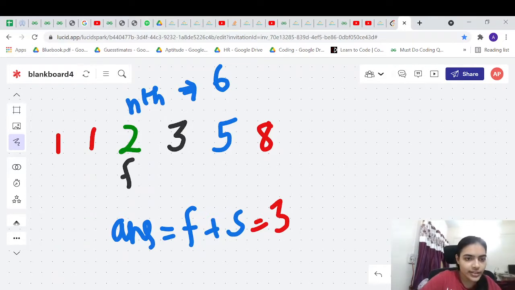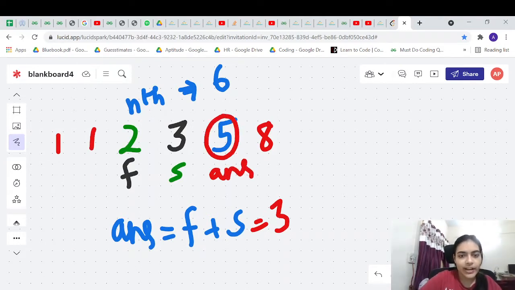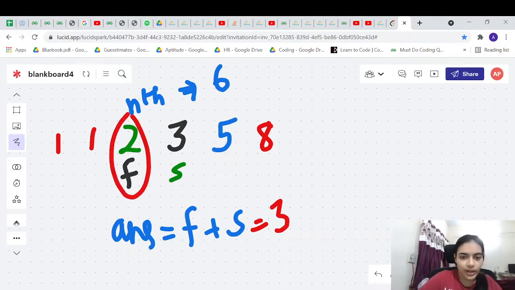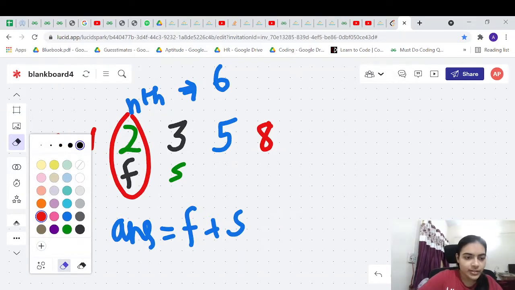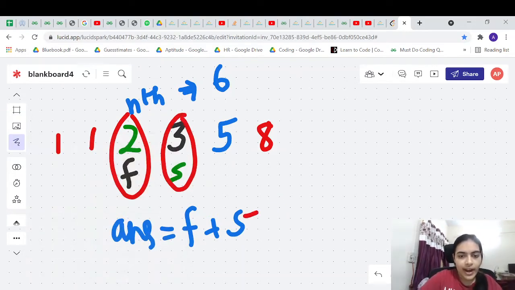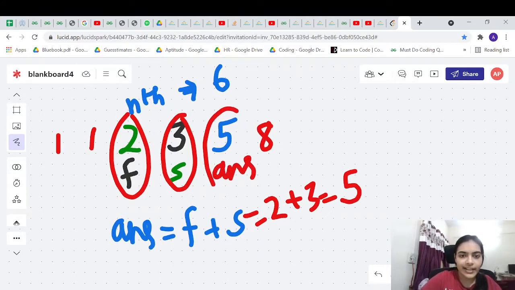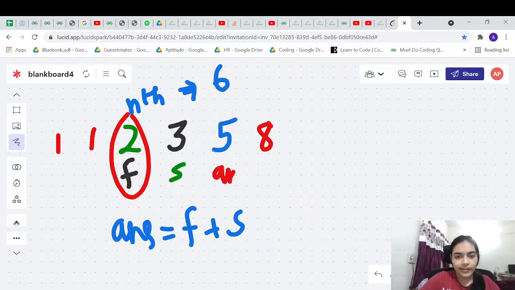So first comes here and second comes here. Okay, now again my answer variable will shift. So answer is the next value in the series. So first is 2 and second is 3. So 2 plus 3, which will be equal to 5, gives me the next answer. So answer is equal to 5.